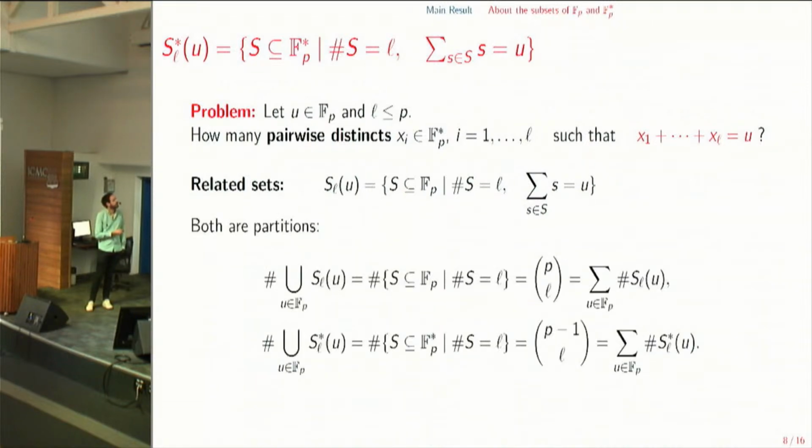So the first thing we notice is that if a set of cardinal L, of L elements, sums to U, it partitions the space of all the subsets of cardinality L. And it's true for the easy set. It's also true for the less easy set.